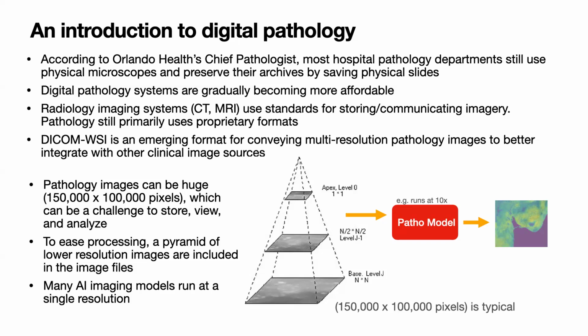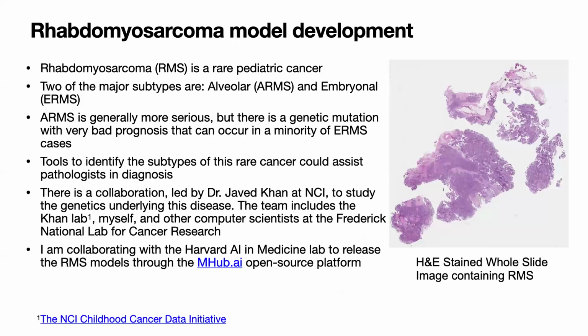So they're usually represented as pyramidal. If you want to look at the whole image, you're just looking at a downsampled version, all in one file. But models usually have to pick a particular resolution. So we'll pick one resolution out of that pyramid, like 10x or whatever, and use that to train with.